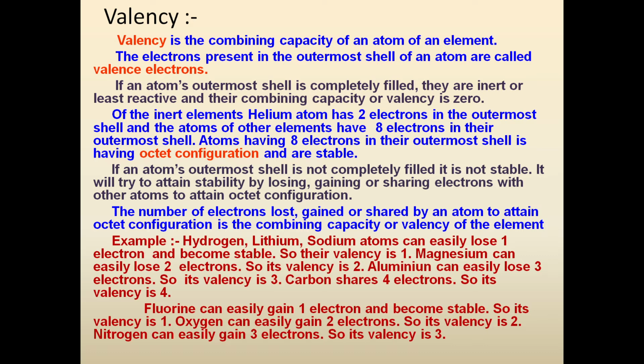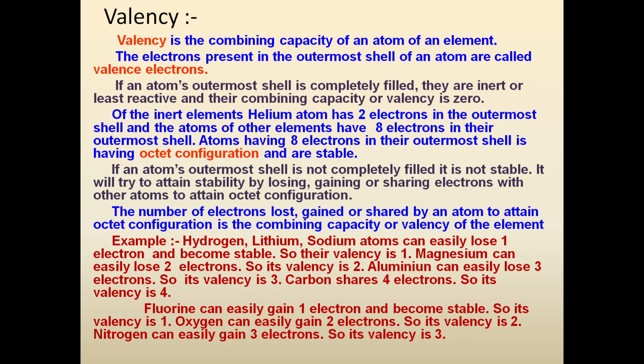Now we have examples of valency. We have hydrogen, lithium, sodium, etc. They can lose one electron, so their valency is 1. Magnesium can lose 2 electrons easily in order to become stable. Therefore, the valency is 2. And as we have done just now, aluminium has electronic configuration 2, 8, 3. So it can easily lose 3 electrons and gain a stable electronic configuration. So that's why the valency of aluminium is 3.